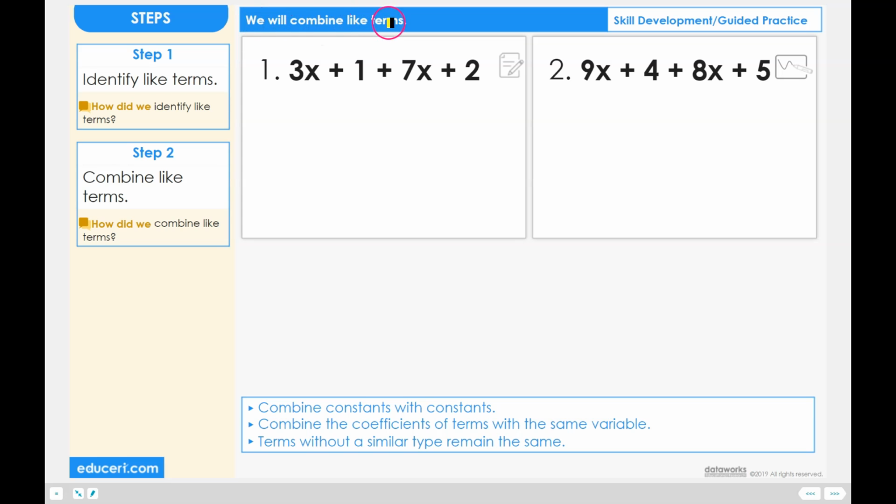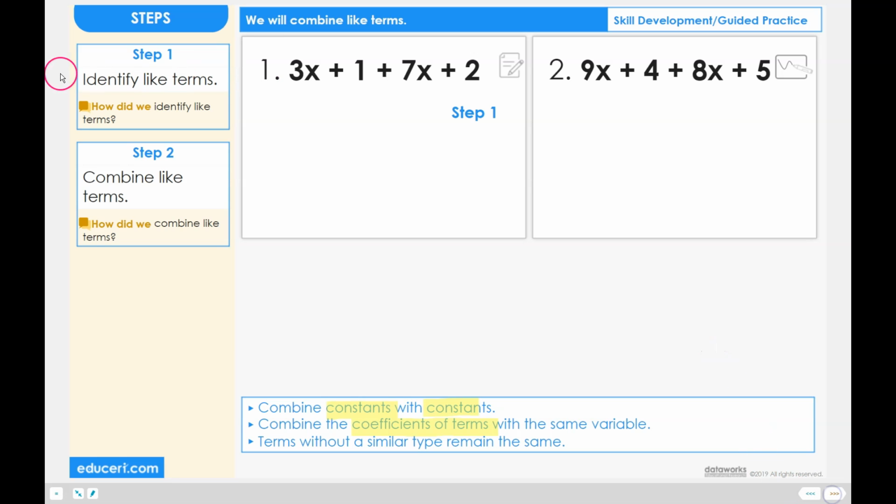Let's combine like terms. Remember, we combine constants with constants, and we combine coefficients of terms that have the same variable. That's how we know that they are the same type. Problem number 1 says 3x plus 1 plus 7x plus 2.